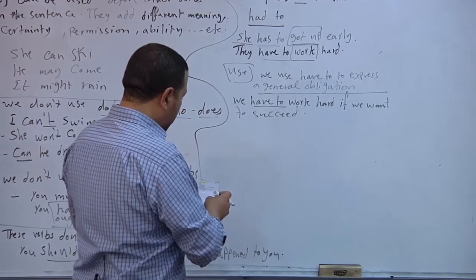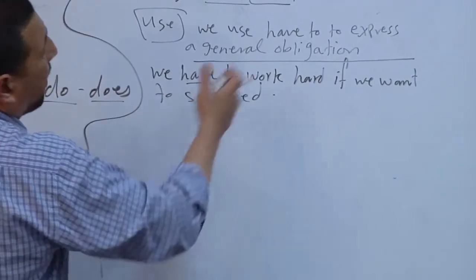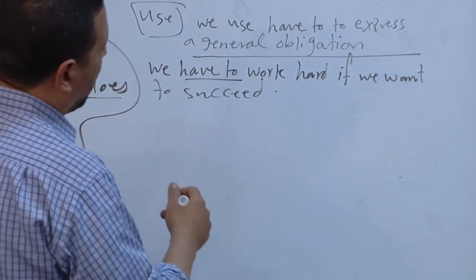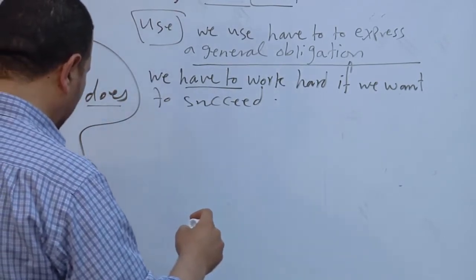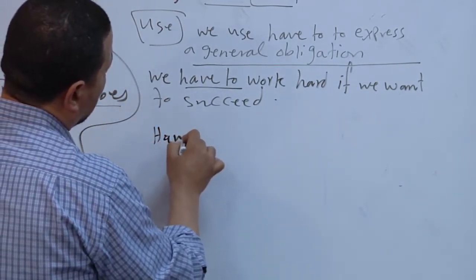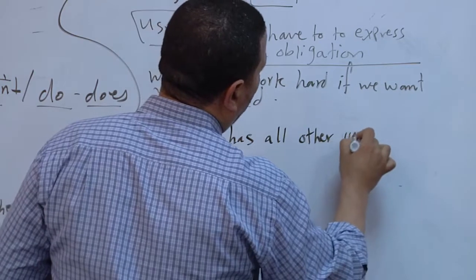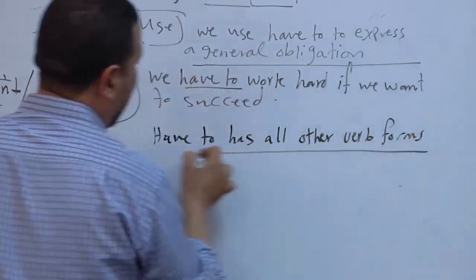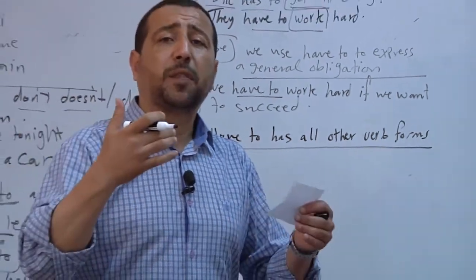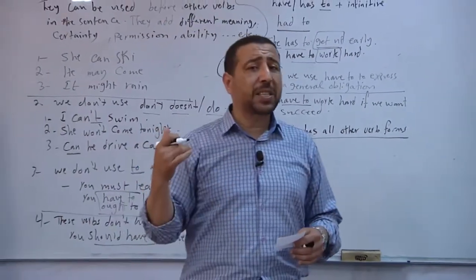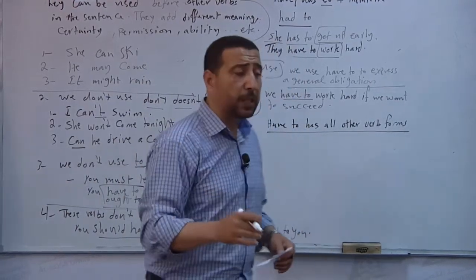Have to has all verb forms. Have to, yes. This is number one. We have more examples actually. So the other idea is that have to has all other verb forms. That's to say we can use have to in the present, we use it in the future, we use it in the past, we use it in the continuous form, so it can be used in different tenses.